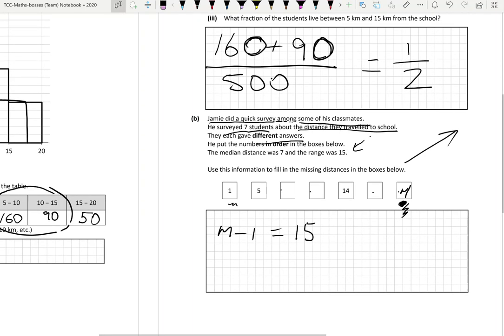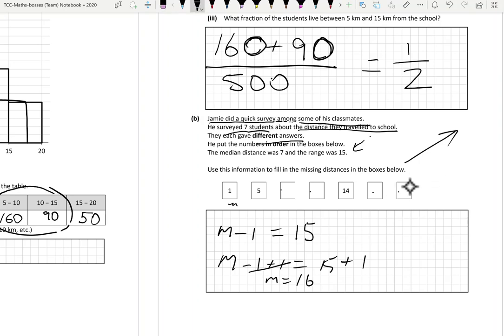Just using common sense, what number when you take away 1 gives 15? Or using algebra, we can add 1 to both sides. And M is equal to 16. Okay, it also tells us that the median, the number in the middle, is 7. Now, where is the number in the middle?